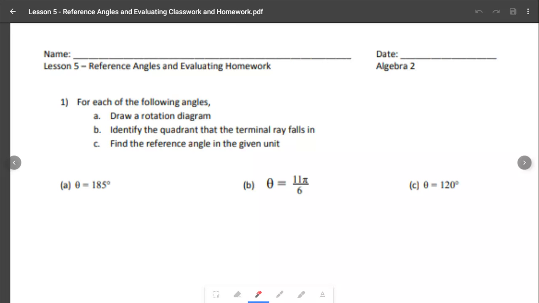So this is lesson 5, the reference angles and evaluating the homework. So for the first couple, it says for each of the following angles, first we're going to draw a rotation diagram.